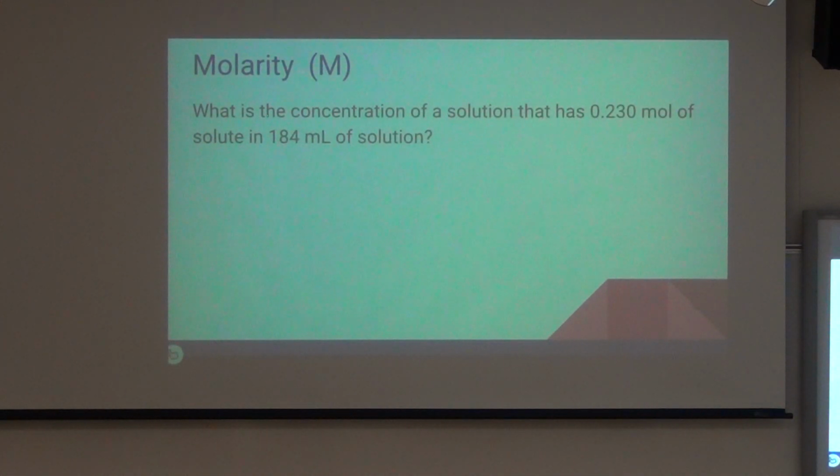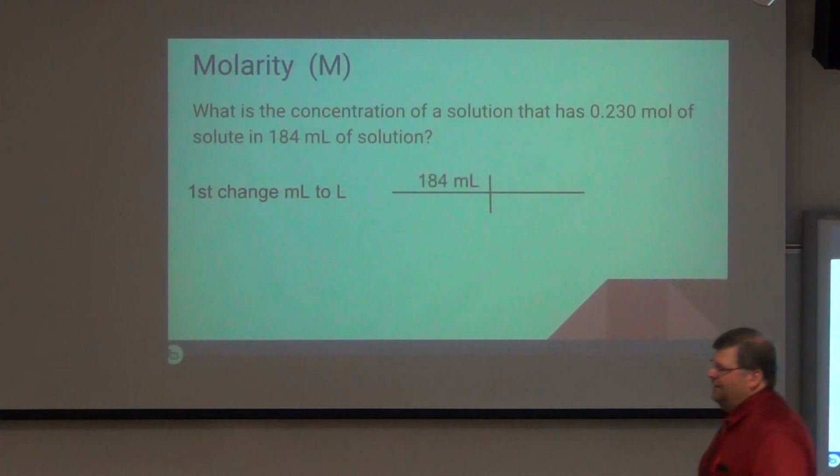So here we've got a problem: what's the concentration of a solution that's 0.230 moles? So we know how many moles of our solute we have, dissolved in 184 milliliters of solution. Well, in order to get concentration for molarity, we would need moles per liter. We don't have liters, though. We've got milliliters. But can we fix that? Of course. Yes, we can. First, we're going to change milliliters to liters.